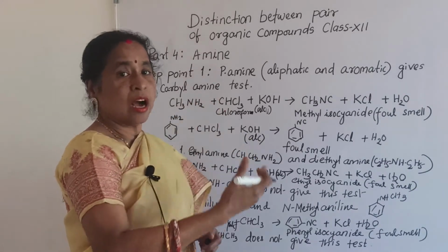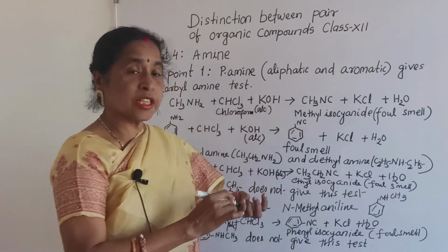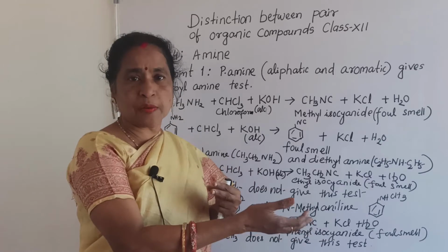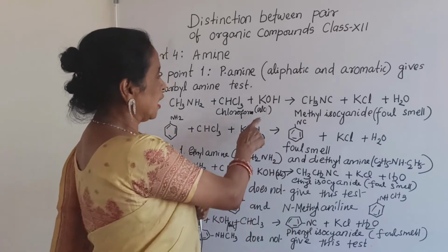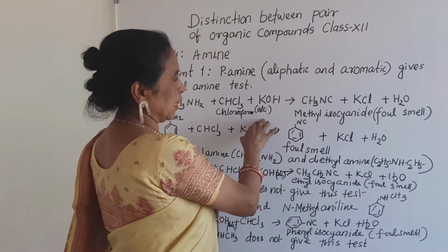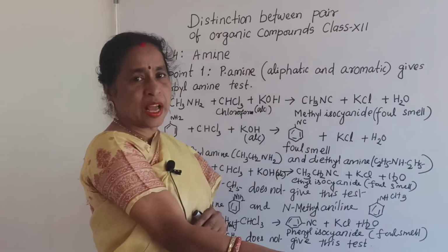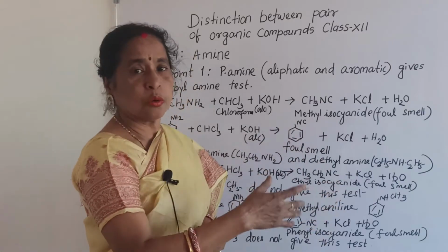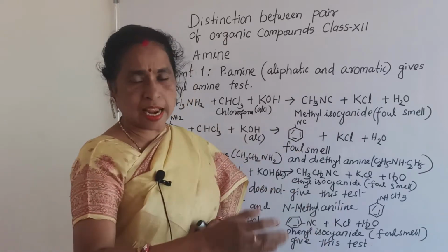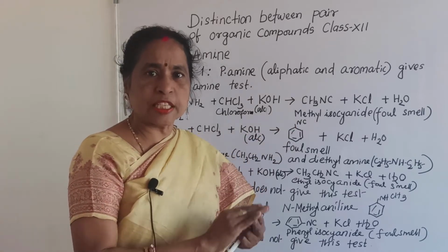when it reacts with CHCl3, what is CHCl3? Chloroform. And here the condition is potassium hydroxide, which is alcoholic. Potassium hydroxide has two types: one is aqueous KOH, the other is alcoholic KOH. For alcoholic KOH, you should add 1 ml of alcohol, then it becomes alcoholic KOH. Then what is the product? The product is methyl isocyanide, which has a foul smell, a bad smell. And what is the byproduct? KCl and water. Remember, here it gives isocyanide. Isocyanide smell is a foul smell.